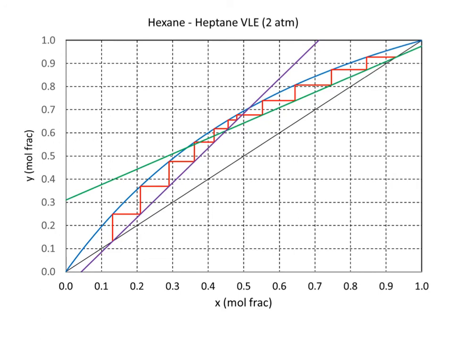This gives us a hint about a graphical technique that we'll learn about later called the McCabe-Thiele method, which can also be used to analyze distillation columns. These are called operating lines and are based on a material balance around the column. So there you have it. That's how to analyze a large column using the Lewis method.